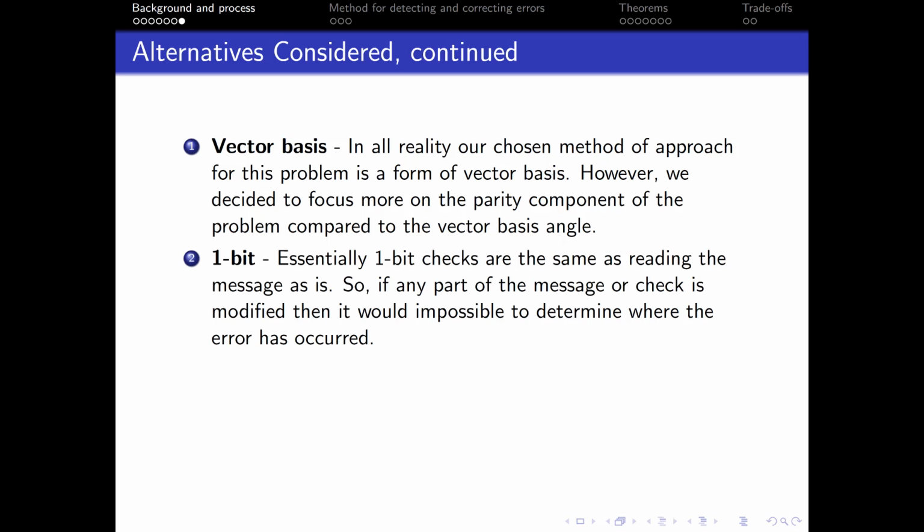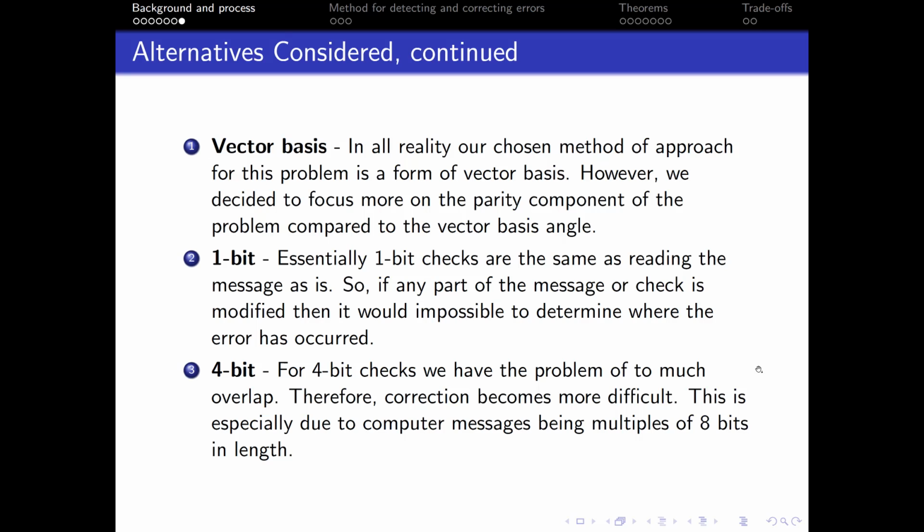A 1-bit check is not great because you're just sending the same message twice, so if you have an error in either the message or the check, you won't know which one had the error and which one was truly the original. So you can't correct anything, you can only detect, which is not what we want.